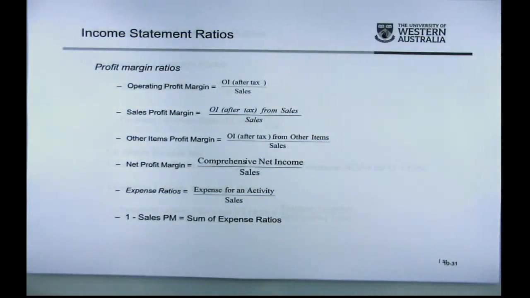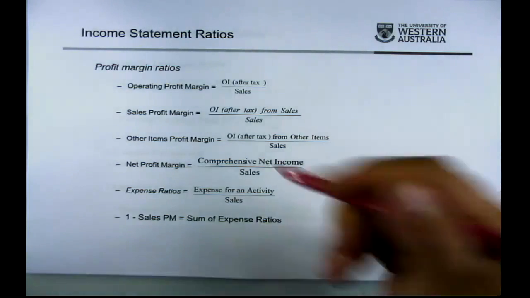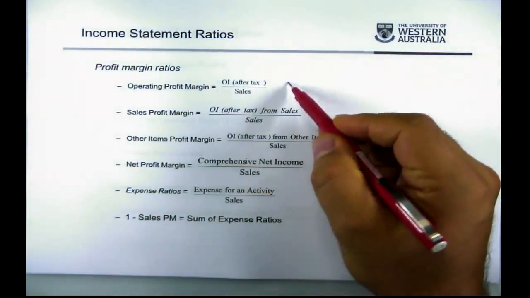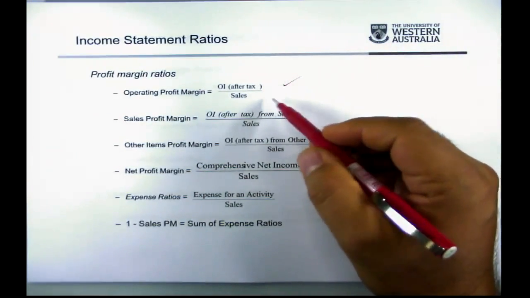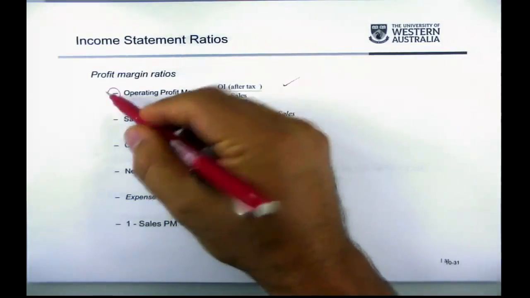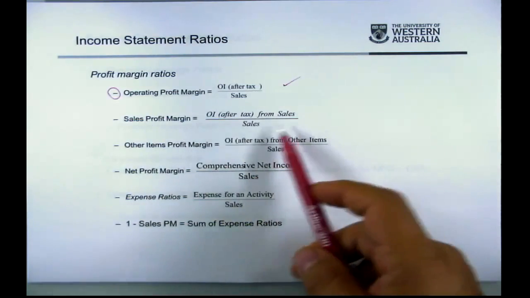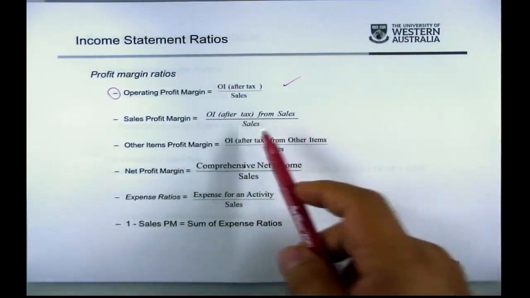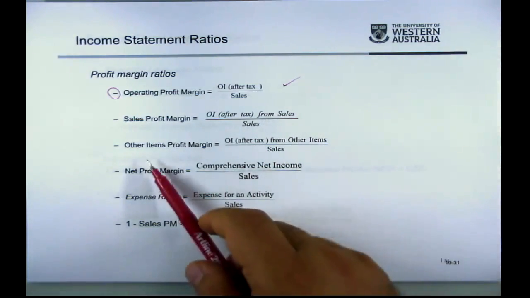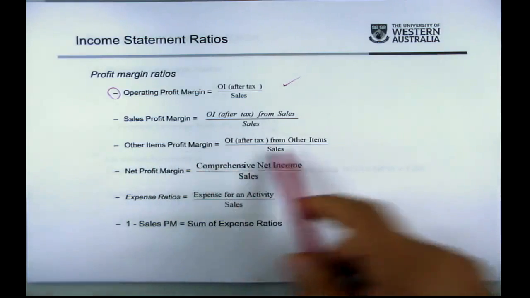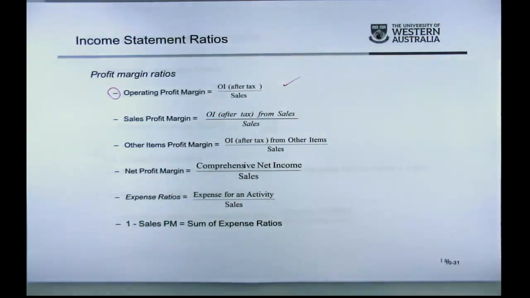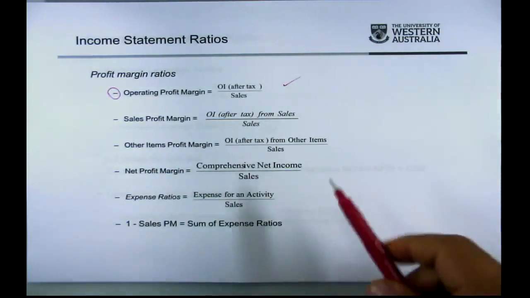Also, there are some useful ratios that are used in practice. For the income statement, these are the most popular ratios. Operating profit margin is the operating income after tax divided by sales. This is a very popular ratio. We have also sales profit margin. It is the operating profit from sales divided by sales. We have also other items profit margin. This is the operating income from sources other than sales divided by sales.